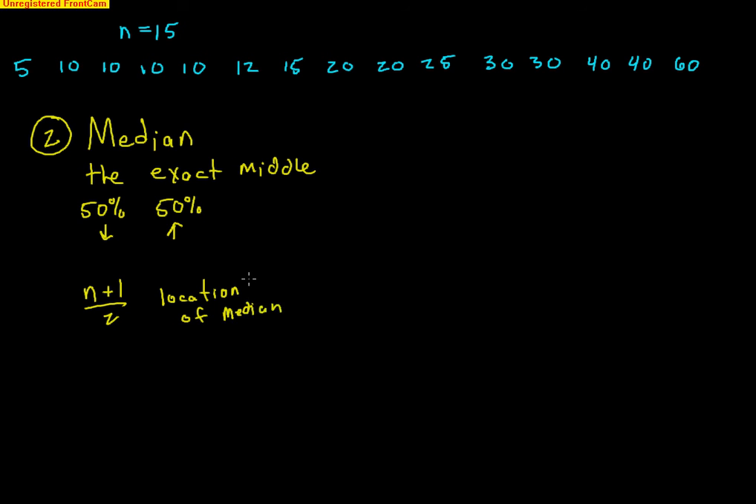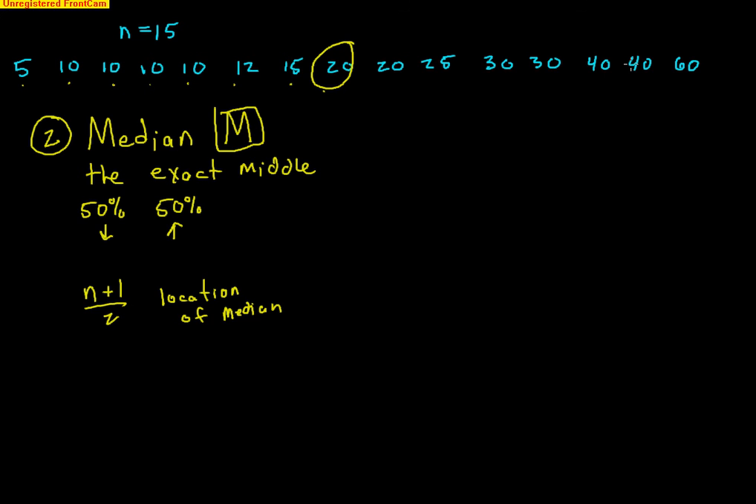By the way, we don't really use a symbol for median like we have x bar for mean. Some books will use a capital M for median. Others just say the median. So it's up to you, but we traditionally don't have a symbol for the median. Anyway, n plus 1 divided by 2 does not find the median. It finds the location of the median. So 16 divided by 2 is 8, which means the 8th piece of data is where my median is. So 1, 2, 3, 4, 5, 6, 7, 8. Here is my median right here. There are 7 values below it, and there are 7 values above it. Hence, that is the exact middle. 50% below it, 50% above it.